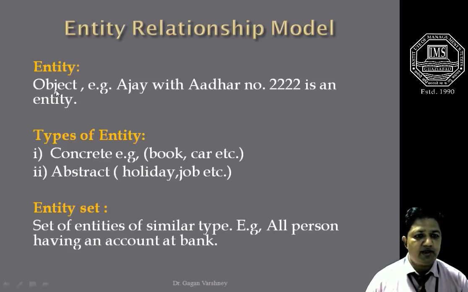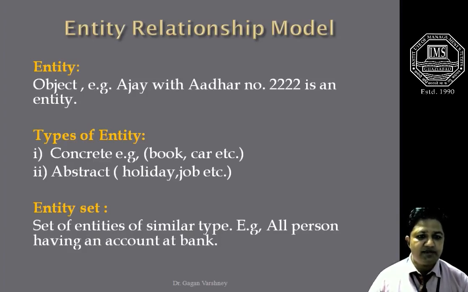An entity is basically a thing or an object that exists in the real world and that is distinguishable from other objects in the universe. For example, a person Ajay with Aadhaar number 2222 is an entity. Here Ajay is uniquely identified as a unique person in the universe, distinct from another person.